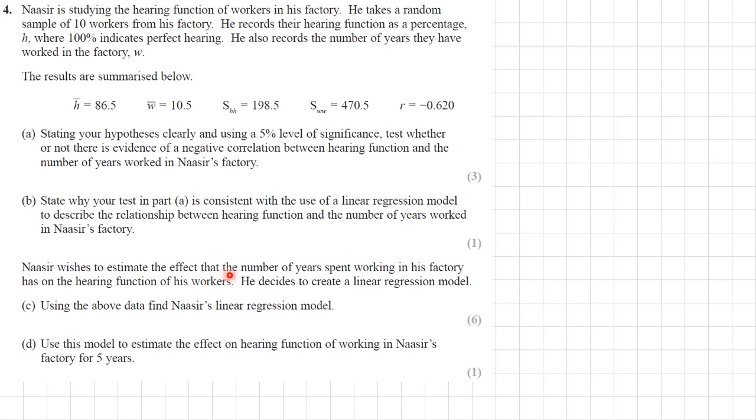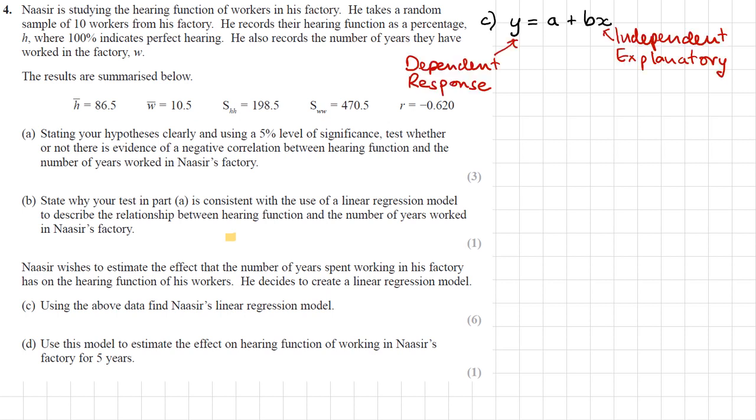Nazir wishes to estimate the effect that the number of years spent working in his factory has on the hearing function of his workers. He decides to create a linear regression model. Part C. Using the above data, find Nazir's linear regression model. So a linear regression model is going to be of the form y is equal to a plus bx, where x is our independent or explanatory variable and y is our dependent or response variable.